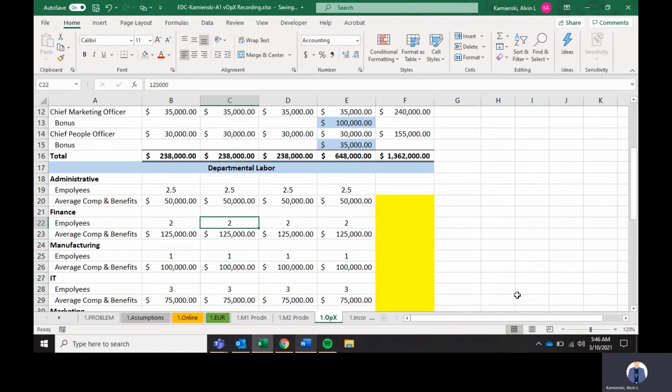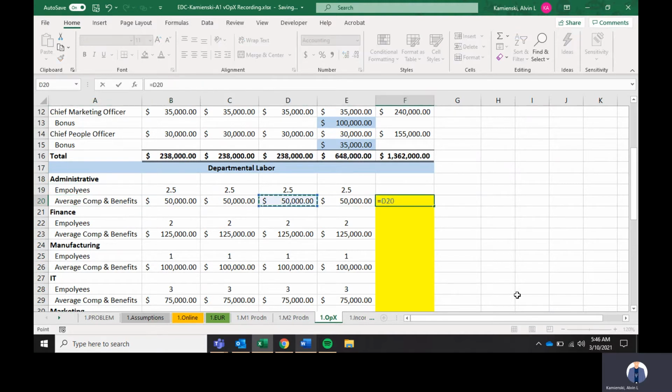All right. How about when we get to our departments then? For our departments, we have an average comp, including benefits, per head count, multiplied by our number of head count. So in this one, we're going to have $50,000 per our 2.5 people in Q1. And then we have $50,000 per our 2.5 people in Q2. And we have $50,000 per our 2.5 people in Q3. And finally, $50,000 per our 2.5 employees in quarter number 4.